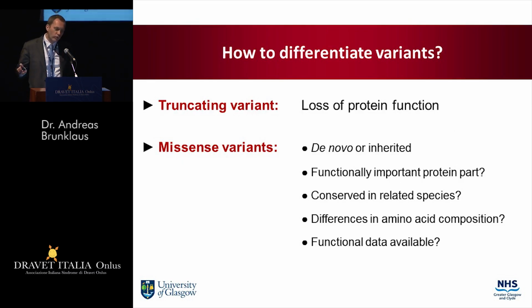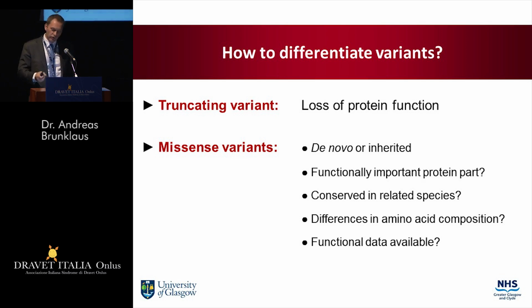So how do we differentiate variants? For truncating variants, this appears to be straightforward: we have a loss of protein function, and therefore this will present with some effect. However, missense variants are often much more difficult to classify, and it will depend on whether the variant is de novo or inherited. Does it affect a functionally important part of the protein? Is it conserved across species? Are there differences in amino acid composition? And are there any functional data available?